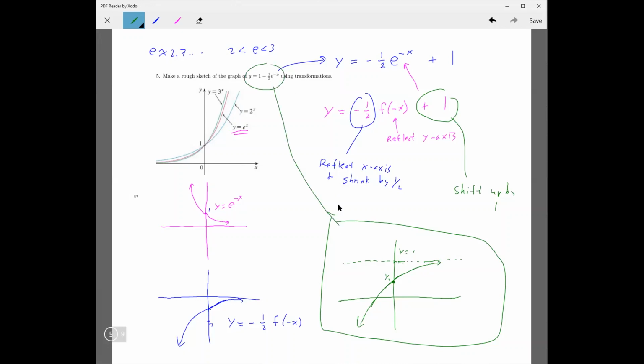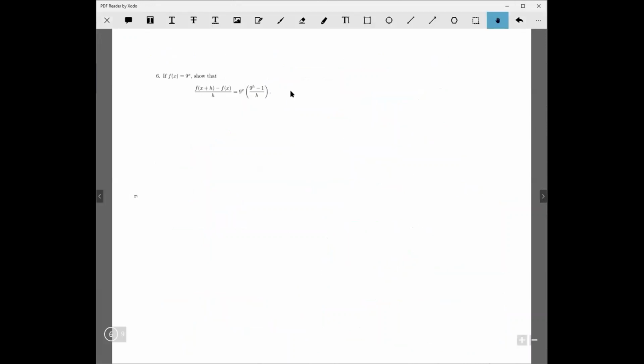This one right here. So for me, that's the second to the last one. Any questions on that? Okay, let's move along to number 6.